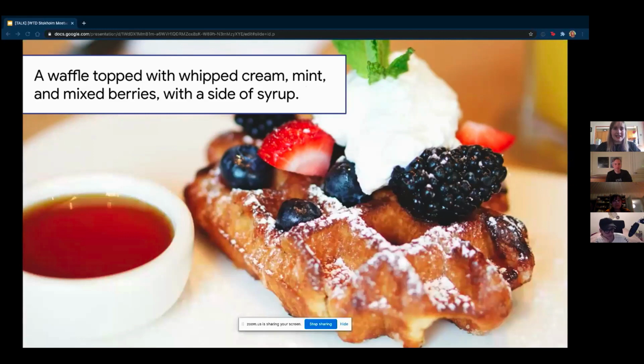Much better alt text would be a waffle on a plate topped with whipped cream, mint, and berries with a side of syrup. It's brief. Folks know what they're looking at or reading and can visualize. It doesn't need to be exactly descriptive of every single detail to get the point across.